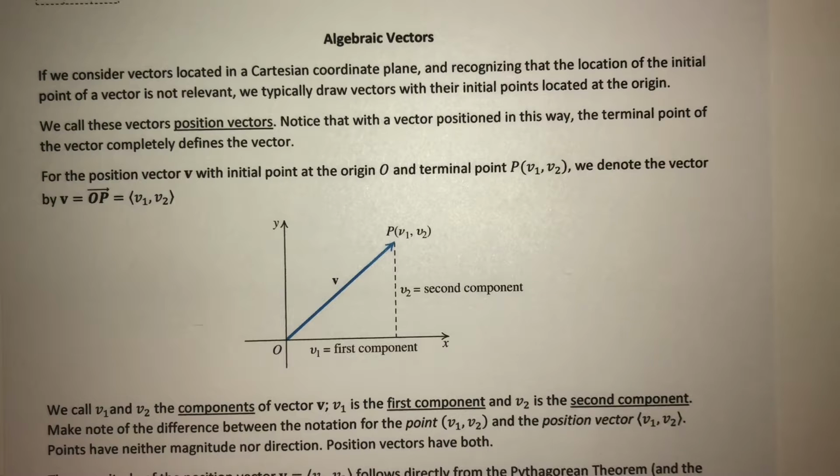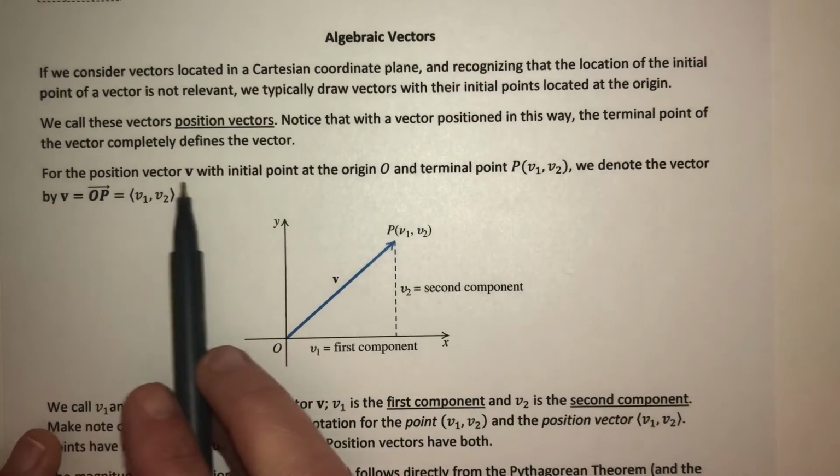And recognizing that the initial point of a vector is not really relevant, we typically draw vectors with their initial points located at the origin, because (0, 0) is the easiest thing to deal with. If we have a vector located in the Cartesian coordinate system and we've placed the initial point at the origin, we call that particular vector a position vector. Notice that with a vector positioned in this way, the terminal point completely defines the vector. We know its initial point is the origin, so all we need to know is its terminal point to draw the entire vector.